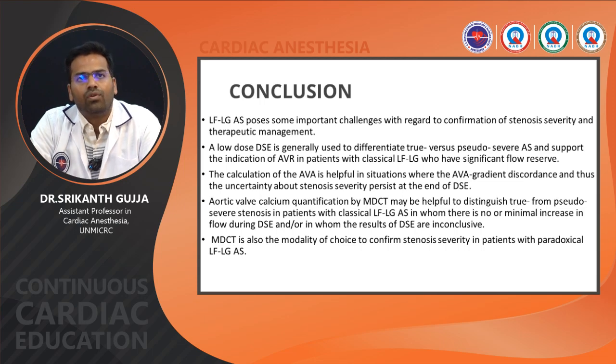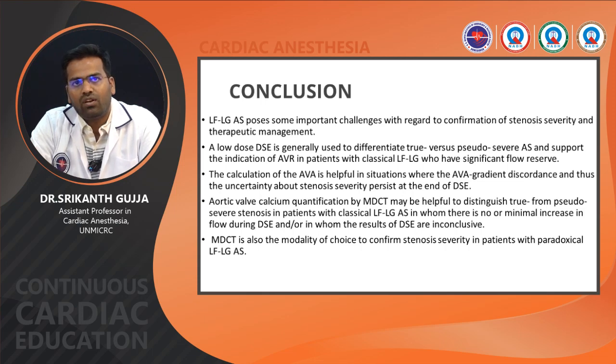Conclusion: low flow low gradient AS poses some important challenges with regard to confirmation of aortic stenosis severity and therapeutic management. A low dose dobutamine stress echo is generally used to differentiate true versus pseudo severe AS and support the indication of AVR in patients with classical low flow low gradient AS who have a significant flow reserve. The calculation of AVA is helpful in situations where AVA discordance and thus uncertainty about stenosis severity persists at the end of dobutamine stress echo.